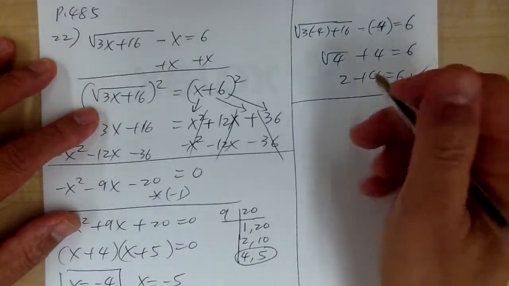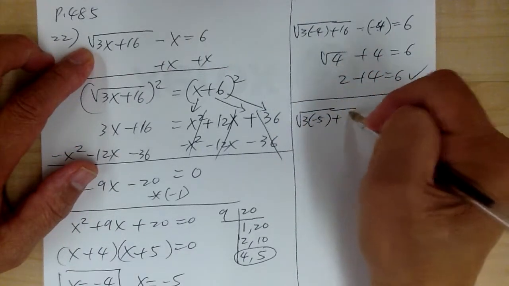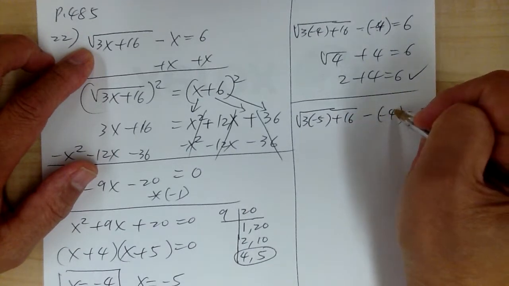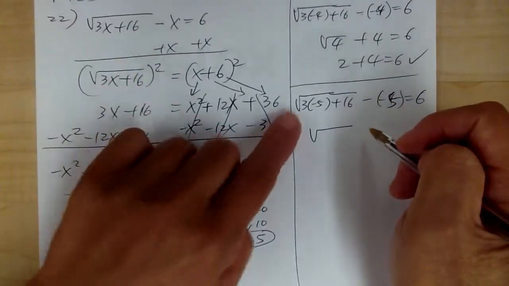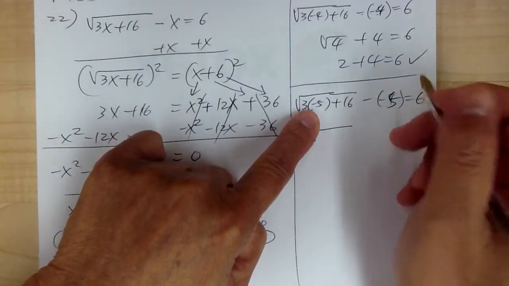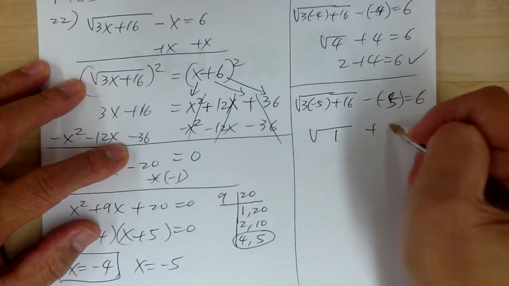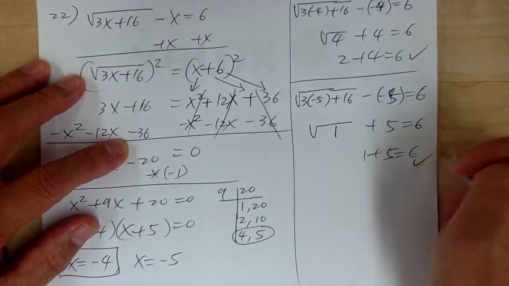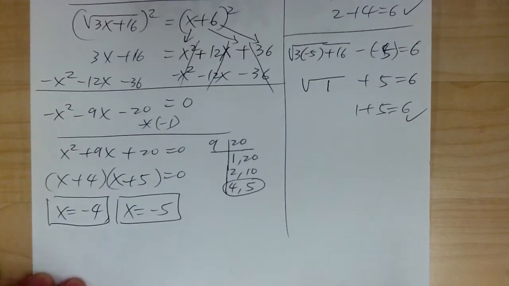Now I'm going to check the negative 5. So square root of 3 times negative 5 plus 16 minus negative 5 equal to 6. So from here, 3 times negative 5 is negative 15 plus 16 is 1. And this plus 5 equal to 6. So 1 plus 5 equal to 6. So this one checks. So this one's good also. Okay, let's go to 24.